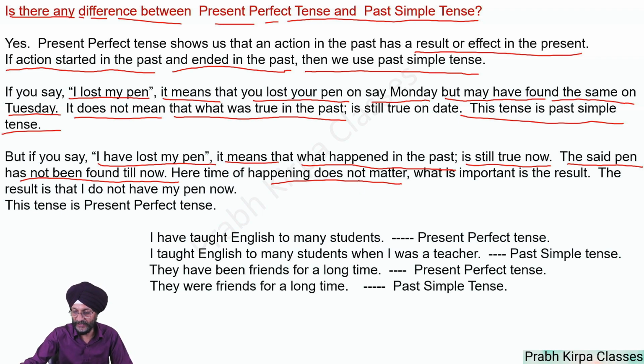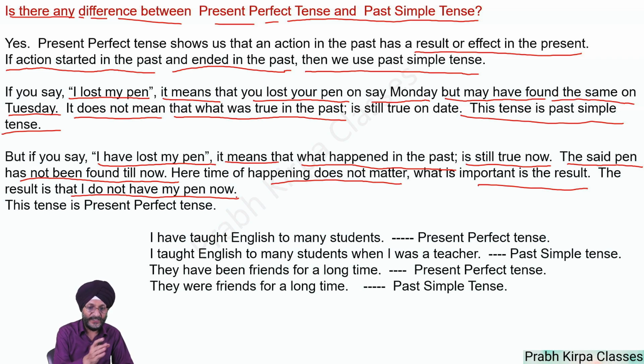What is important is the result. The result is that I do not have my pen now. The same has not been found. So what was true in the past is still true as on date. This tense is present perfect tense.